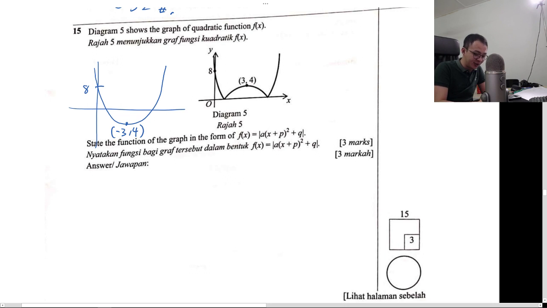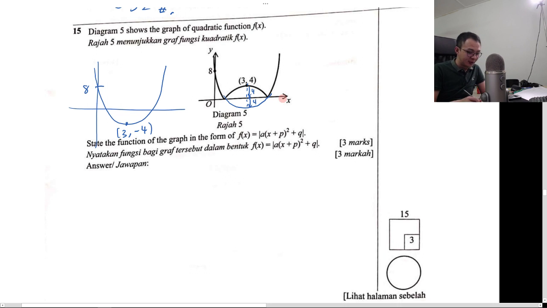Isn't it? You will get this because it's a modulus. You need to imagine that before the modulus, the graph should look like this. Oh, sorry, 3 is still the same. It should be 3 and -4. Yeah, because here is 4 units, right? So here must be 4 units as well.